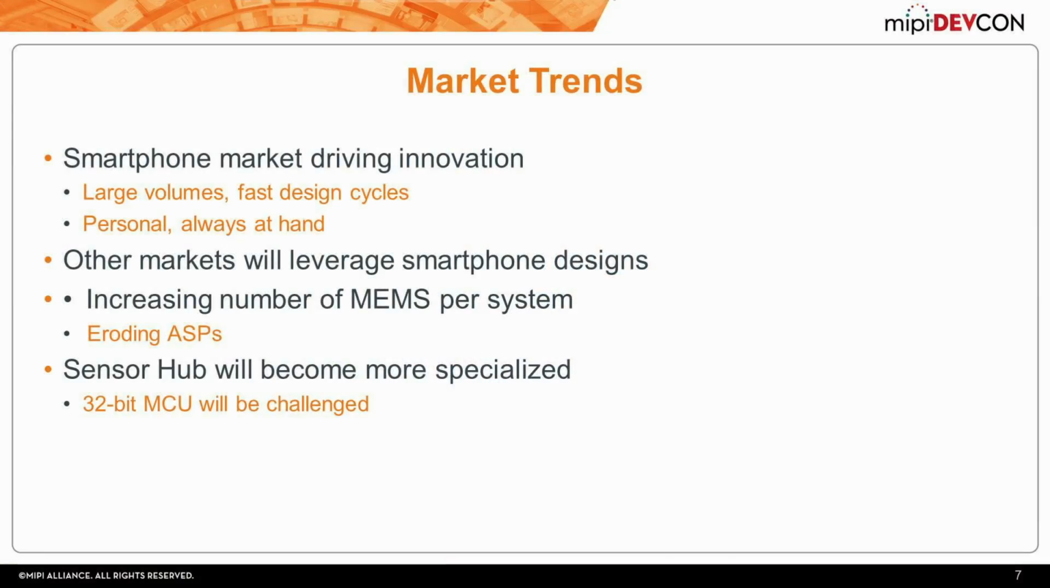Some trends in smartphone development are large volume, obviously. We're talking about millions and millions of smartphones in a very short period of time. People are typically changing their smartphone every couple of years at the most, so the design cycles are really fast. There's much more data being used on the networks, so that requires very high bandwidth, low latency, low power interfaces on these smartphones.